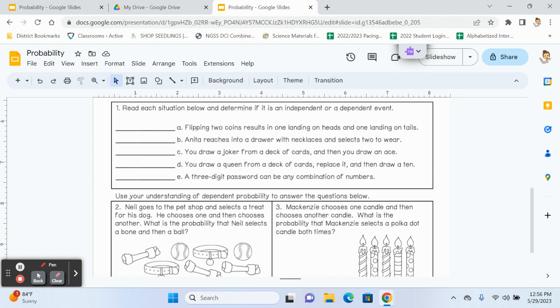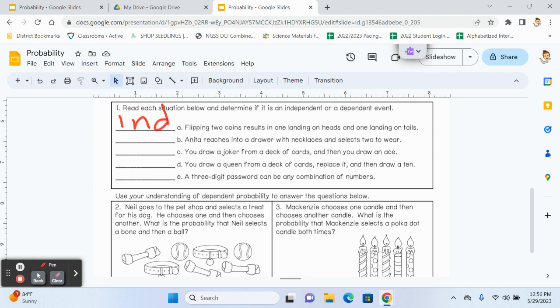Flipping two coins results in one landing on heads and one landing on tails. This is an independent event because no matter what, you can't take one of the sides of the coin off. It's always going to have two sides no matter what. So we're calling this an independent event. Just write IND.